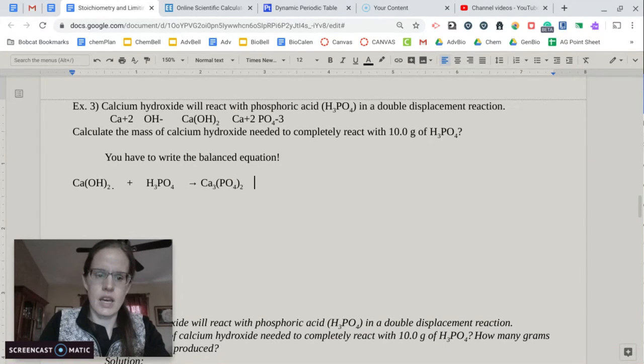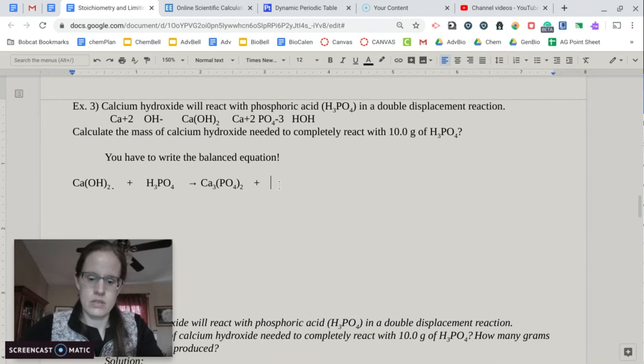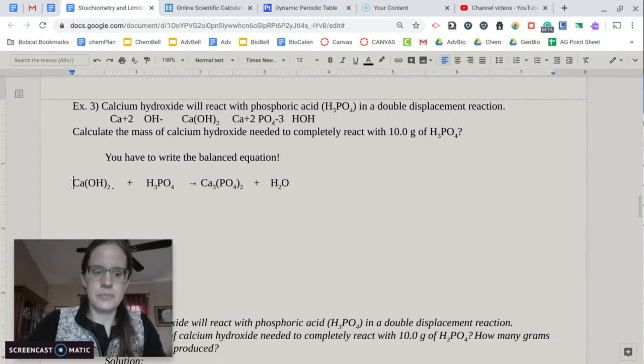This is an acid-base reaction, which is a little tricky to see the other product. We have H and we have OH. So HOH, if you write it like that, HOH, that's H2O, which is water. H2O.